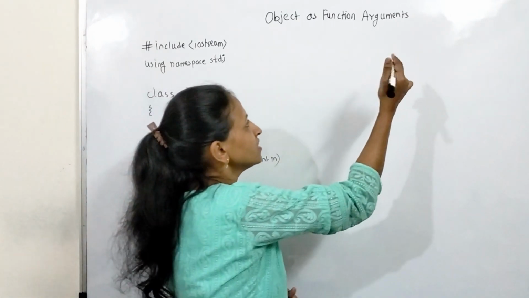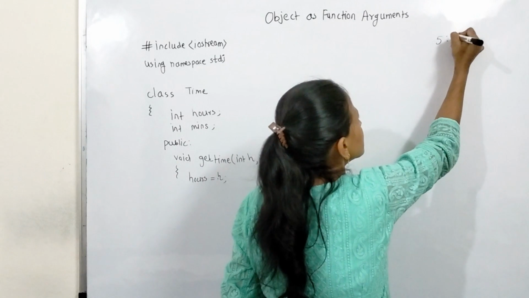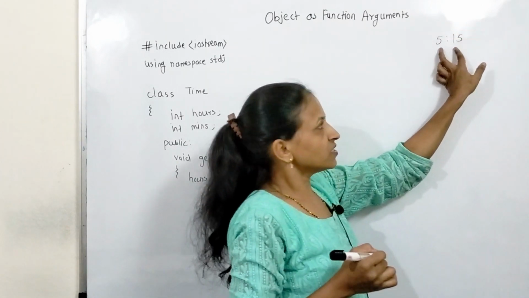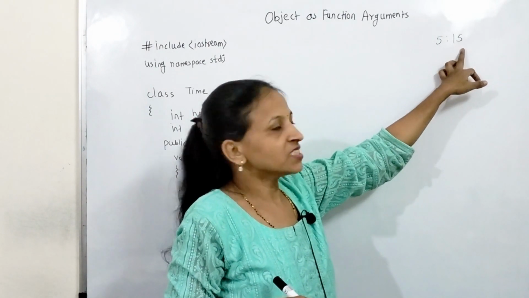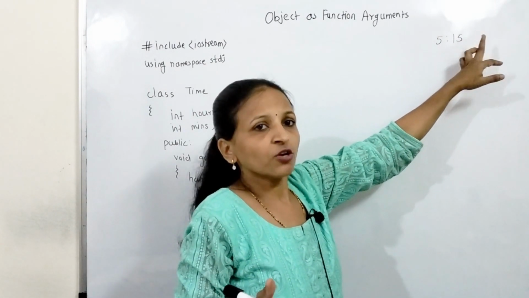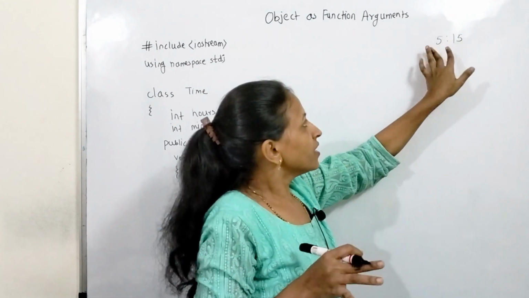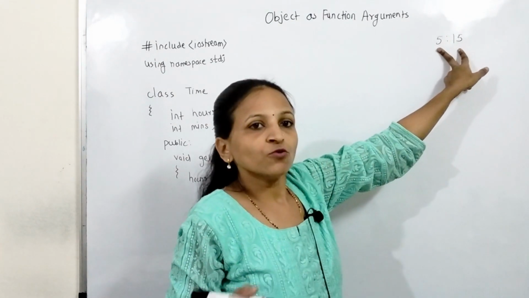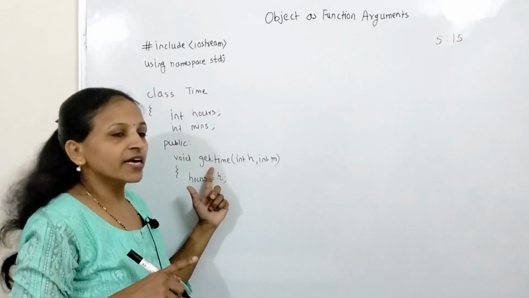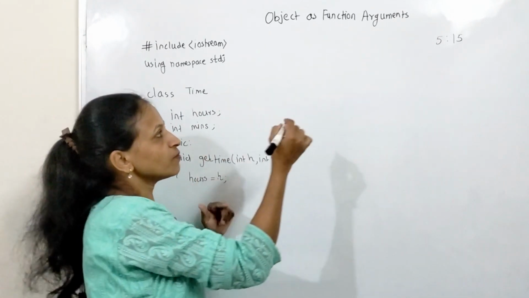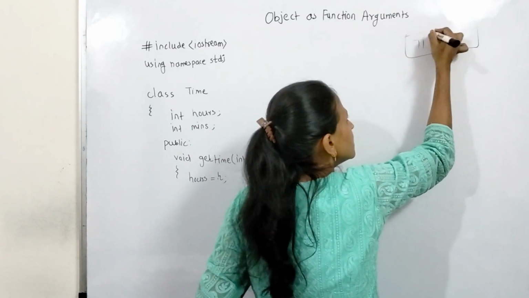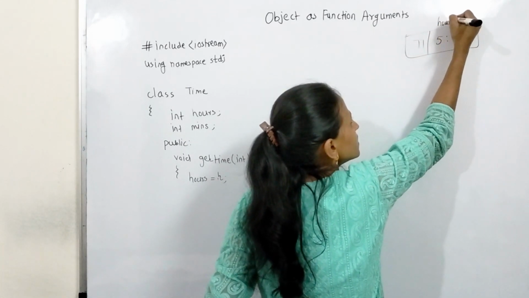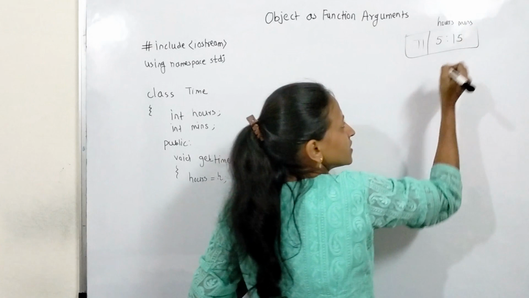Suppose the time is like this, 5 hours 15 minutes. Then in this way the time will be written. This is nothing but the hours part and this is nothing but the minutes part. We are not considering seconds here. Now these two values we have to pass while calling this getTime function. For that, one object of that time class, like t1, will represent this, where this is hours and this is minutes.